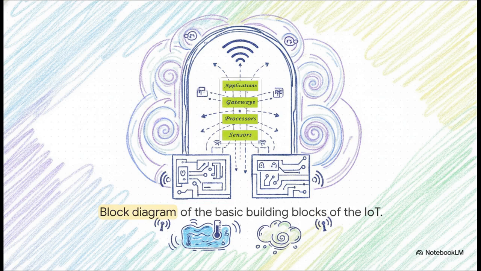Just above that layer, we've got the processors. These act like the initial brain. They take that massive flood of raw data, extract the valuable insights, and then send it right up the chain through the gateways.